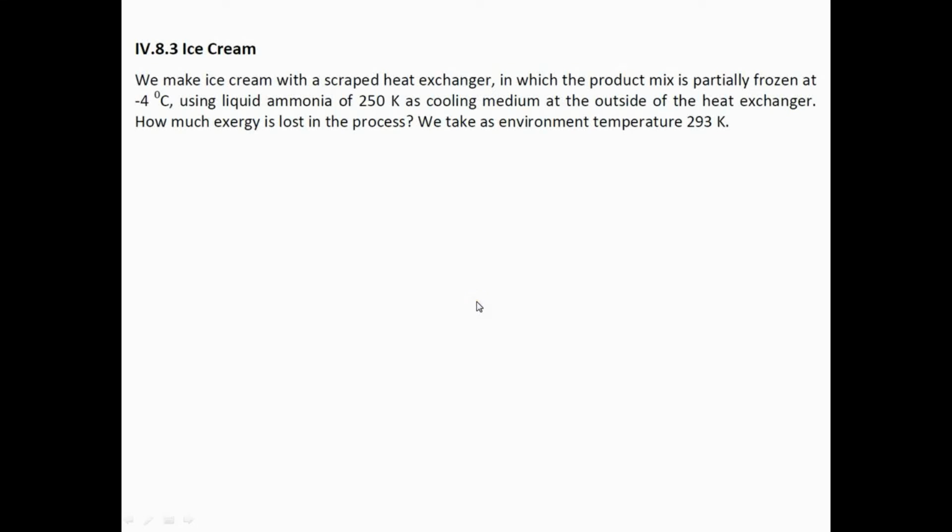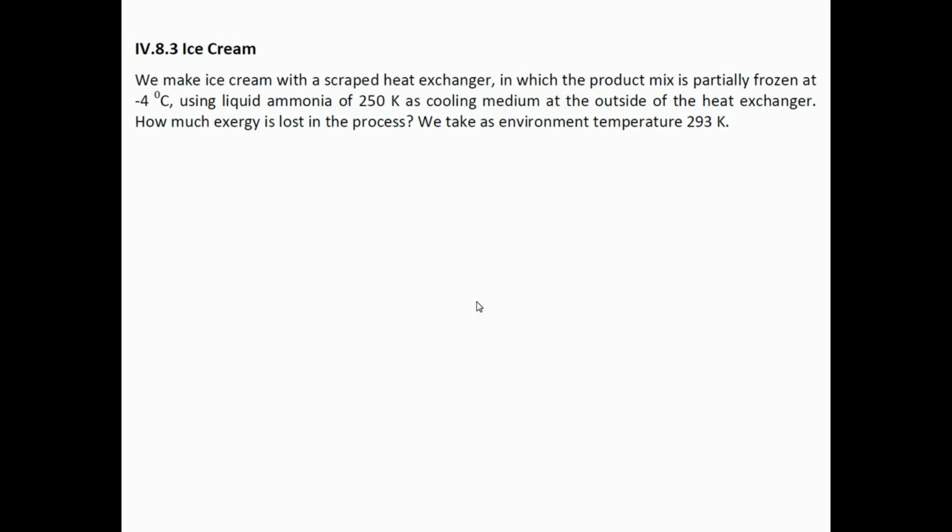In the third question, we do not heat a product, but we remove heat in order to freeze ice cream. We make this ice cream with a scraped heat exchanger in which the product mix is partially frozen at -4 degrees using liquid ammonia on the outer side, which has 250 Kelvin, which is actually cooler than -4. The question is how much exergy is lost if we take the environmental temperature as 293 Kelvin.